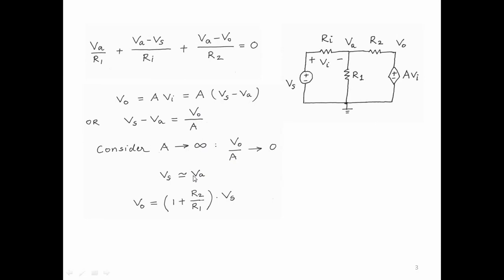If Vs is approximately equal to Va, then we look at this equation. This term goes away and we get only Va and Vo, and this is very easily solved. So we'll get Vo equal to 1 plus R2 by R1 times Vs. Okay. With this background, let us look at operational amplifiers.